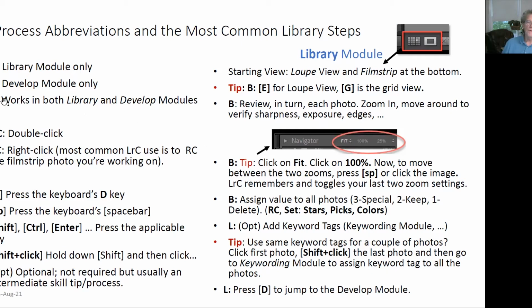Like for example, if you notice on the left side, it says B colon, works in both. This is letting you know that whatever is presented on the right side, it applies to both the library and to the develop module as well. So on the right side, the third bullet down, it says B colon, review and turn each photo. You can do that in the library module and also in the develop module.